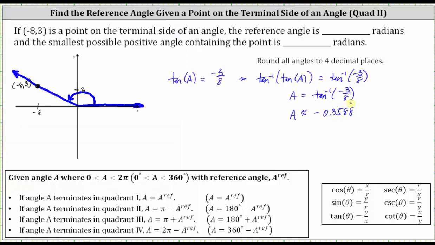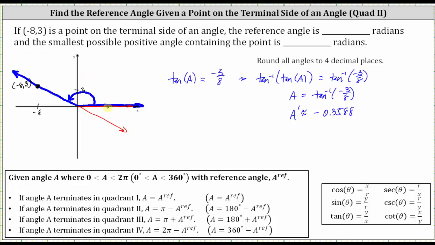Well, we should recognize right away this is not the angle we are looking for, so let's go ahead and label this A prime. But this angle does have the same tangent function value of negative 3/8. Let's go ahead and sketch this on the coordinate plane. Starting at the positive x-axis, because the angle is negative, we rotate clockwise 0.3588 radians. And the terminal side is going to be in the opposite direction of the angle we are looking for. So this would be the terminal side.